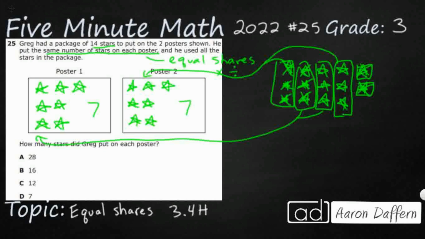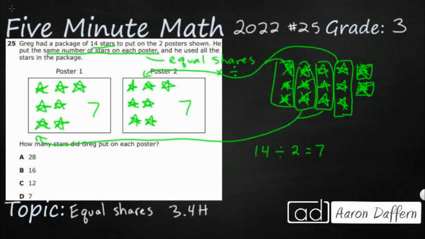Now, how do we represent this with some number sentences? Well, I told you this could be both multiplication or division. So if you wanted to write this as a division fact, most of us probably know this division fact: I'm going to take my 14 stars, I'm going to divide them into two posters, and that's going to give me 7 stars per poster.